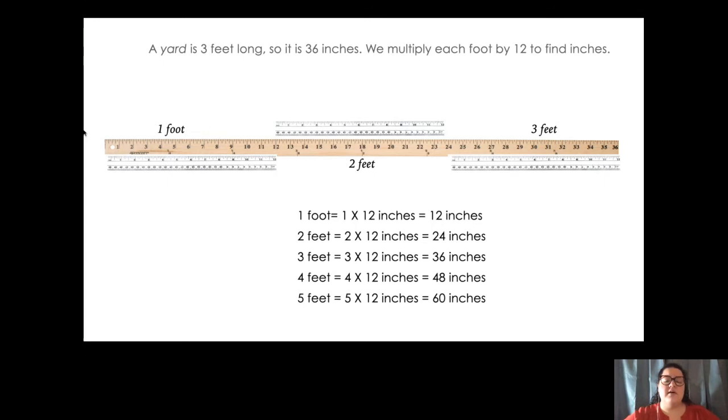A yard is 3 feet long, so it is 36 inches. We multiply each foot by 12 to find inches. 1 foot equals 1 times 12 inches equals 12 inches. 2 feet equals 2 times 12 inches equals 24 inches. 3 feet equals 3 times 12 inches, and it equals 36 inches. That's our yard. 4 feet equals 4 times 12 inches, and that equals 48 inches. 5 feet equals 5 times 12 inches, and that equals 60 inches.